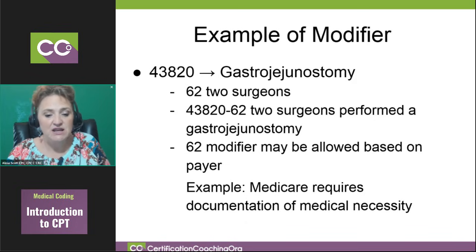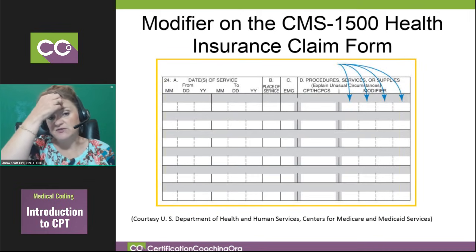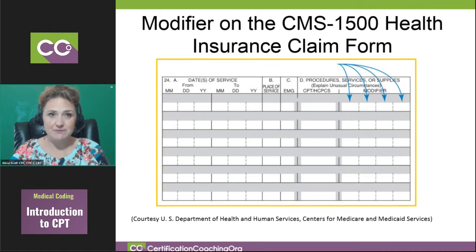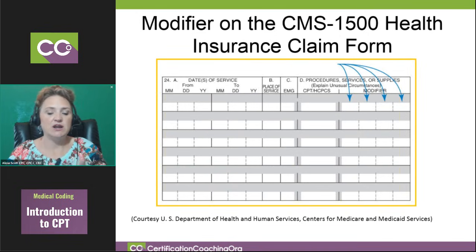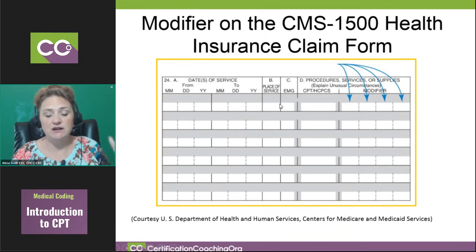Okay, modifiers that are sent in by Medicare require additional documentation a lot of the time. So that would go with your CMS 1500 form. And this is that area that I showed you in the CMS 1500 form, that one little area where you would be filling in the information. So you put the dates of the service, the place of the service, whether it be an 11 or whatever, and then any of the codes. This is where you'd put that gastrojejunostomy, and then any modifier 62 would be put there.